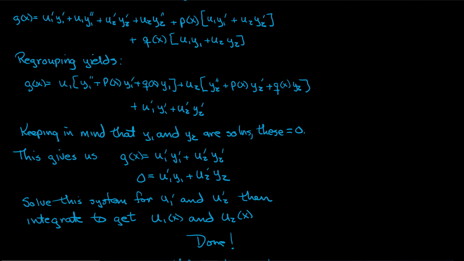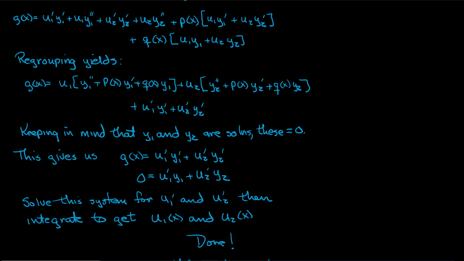Once we distribute the p of x and the q of x times the appropriate terms, we can regroup. We can go through this equation up here at the top of the screen and regroup, looking for all of the terms that have a factor of u1. And when you bring together all the terms with a factor of u1 and factor those out, what we wind up with, this is pretty cool. We get y1 double prime plus p of x y1 prime plus q of x y1.